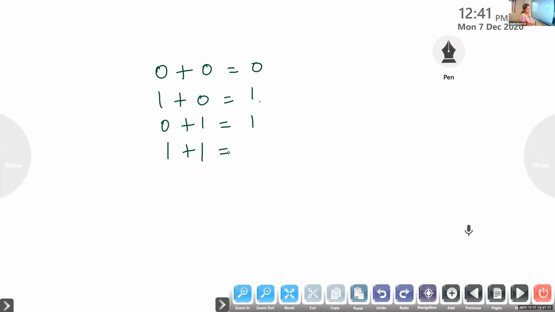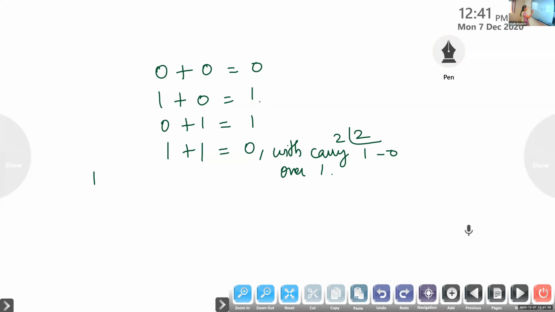Usually we write 2, isn't it? Here we should convert it into binary. So 2 means when you divide it by 2, this 1, 0 you will get. So here what will you write? So 1 plus 1 is 0 with a carry over 1. This 1 is the carry over.